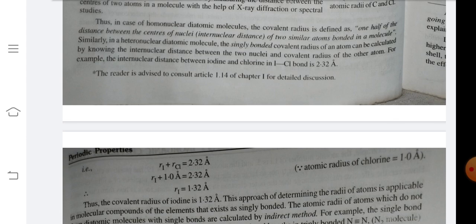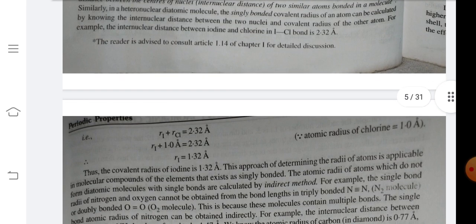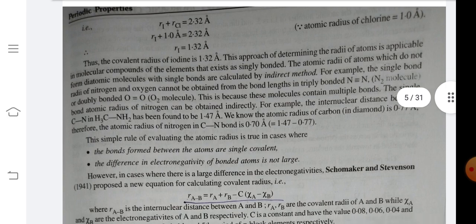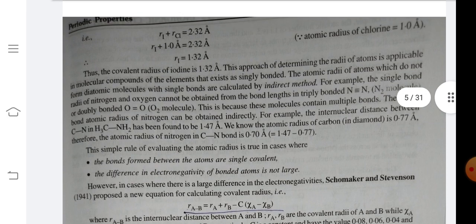For example, the internuclear distance between iodine and chlorine in the ICl bond is 2.32 angstrom. The reader is advised to consult article 1.14 of chapter 1 for detailed discussion. R_I plus R_Cl is 2.32 angstrom. R_I plus 1 angstrom is equal to 2.32 angstrom. R_I is equal to 1.32 angstrom. Thus, the covalent radius of iodine is 1.32 angstrom.